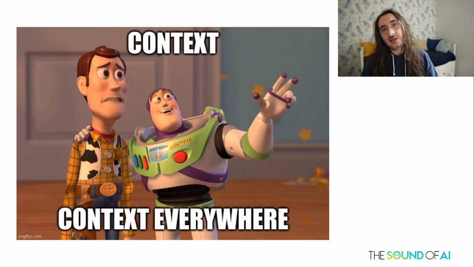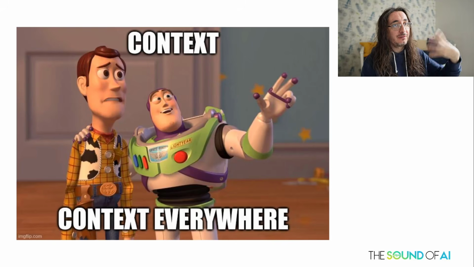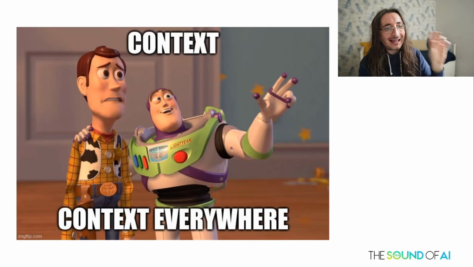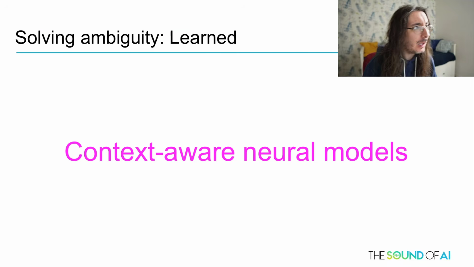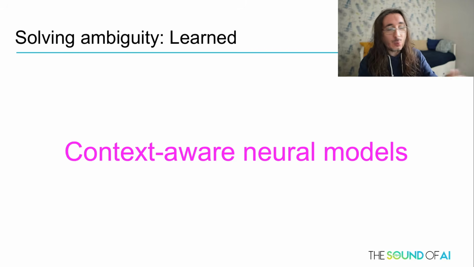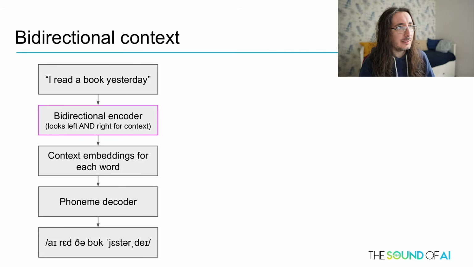Well, it's context. We learn to differentiate by looking at the word in the context of all the other words before and after it. And that's what we can do in learned G2P models. So we could use context-aware neural models. What does that mean? Well, we could use what we call a bidirectional architecture, bidirectional context. So take a look at this sentence that we've seen already: I read a book yesterday.